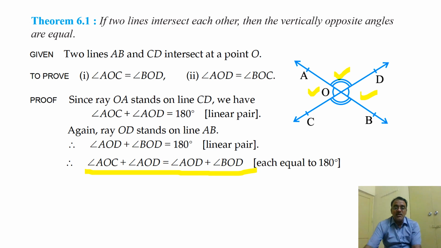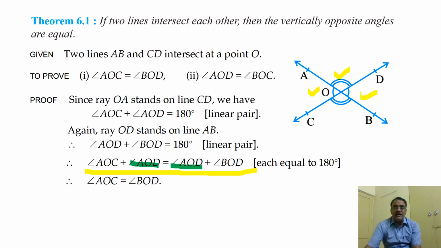Now इसमें कौन सा common है? Which one is common? Angle AOD is common to both sides. So what we will do? We will subtract angle AOD from both sides. Or we can write directly also. हम लोग directly भी लिख सकते हैं कि एंगल AOC जो है एंगल BOD के बराबर है. Why? Because these two will be eliminated. ये जो दोनों है वो eliminate हो जाएगा.